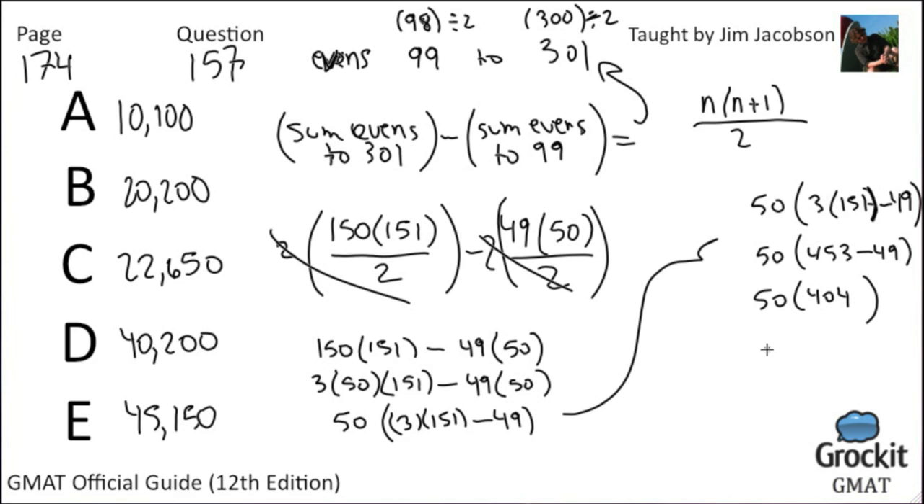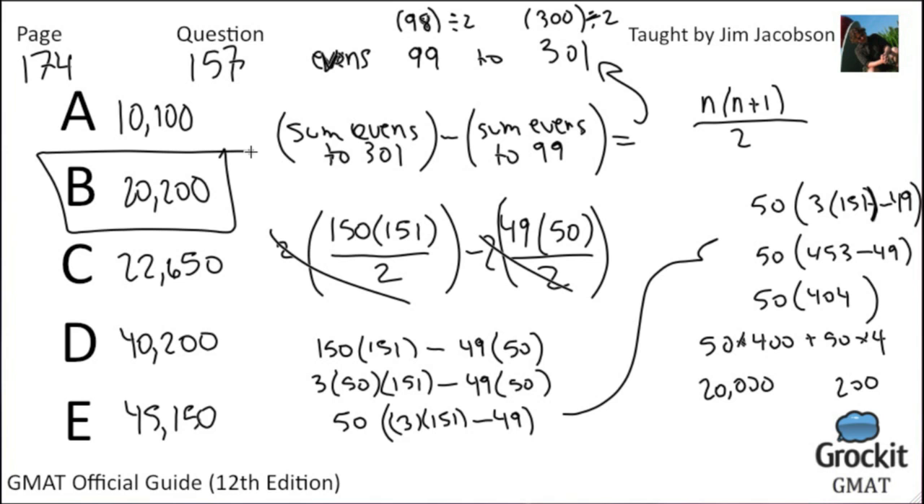And when you multiply it out, 50 times 404, you can already see that that's the same thing as 50 times 400 plus 50 times 4. That's the easy way of doing some of this more compound math. You can also just do the long multiplication, but 50 times 400 is going to give us the 20,000. 50 times 4 gives us 200. That is answer choice B.